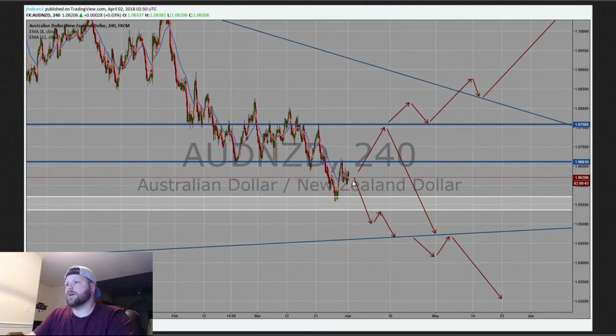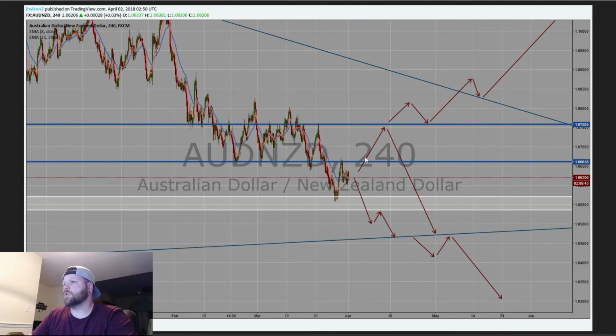And so we could see some bearish movement come down and double bottom in this zone. Or if we do see price come up and break and retest this, then I'd be comfortable buying up to these levels before selling. If this level is broken, then we'd be looking for buys again up to this trend line, and so on and so forth. But that's what I see for AUD NZD this week.